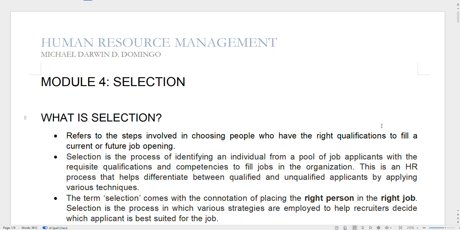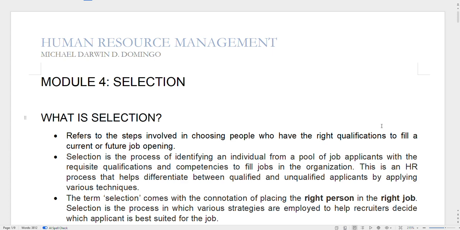Okay, the term selection comes with the connotation of placing the right person in the right job. Now, in HR, they always say that we cannot put square pegs in round holes, no? It really means that we cannot put the wrong person in a job. We have to select the right person for the job. Okay? Sir, is that possible? Is that really possible?